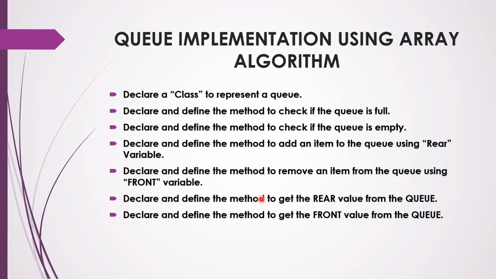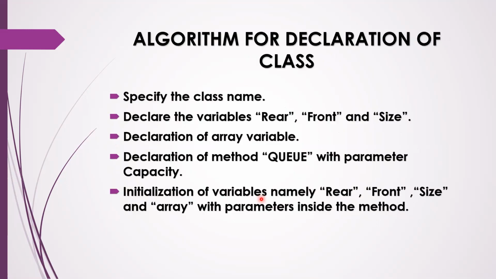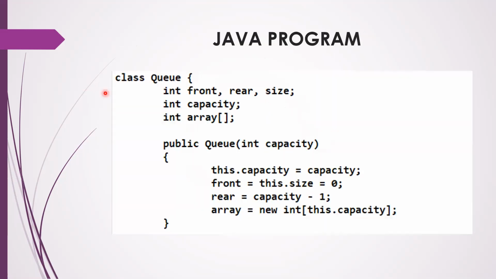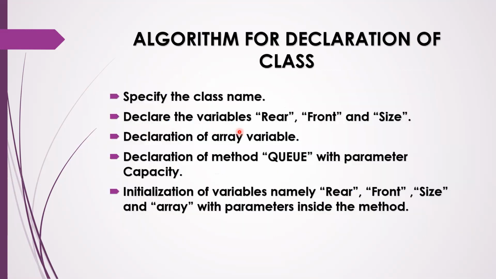Before all these methods, we have to declare a class. So let's have the algorithm for declaration of class. You have to specify the class name. So class Q, this is the format. Class will have this keyword, and then you have to give the class name. Class name is Q. You have to declare the variables rear, front, and size.